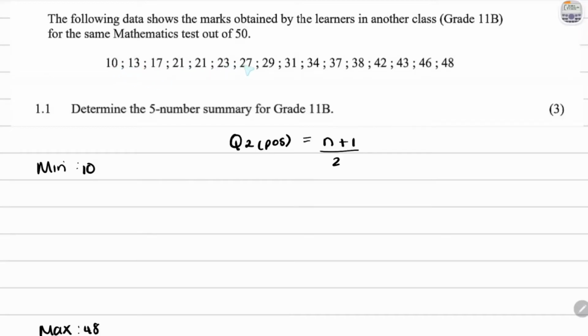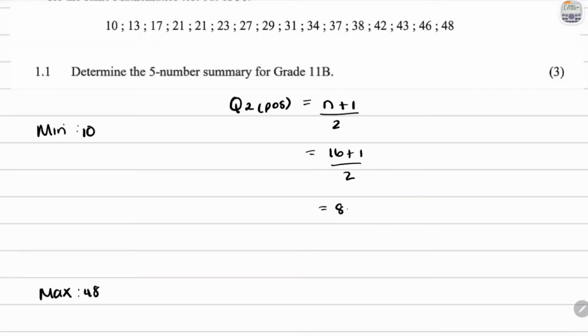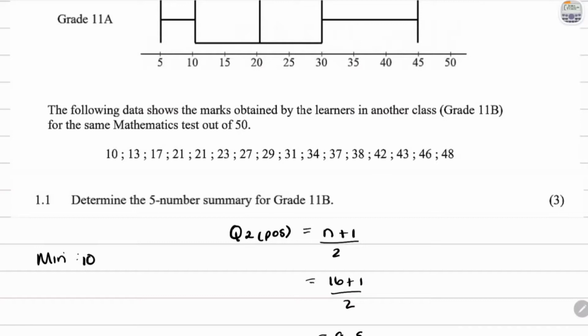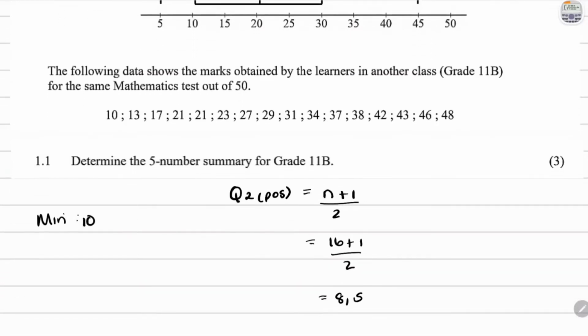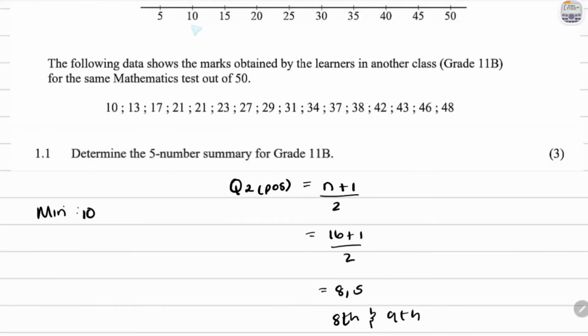If you count the amount of numbers that you have here, you'll notice that you have 16 numbers. So that's 16 plus 1 over 2, which is 17 over 2, and that would be 8.5. What that would mean is that your median, your Q2, is between the 8th and the 9th number. It's in between them. So this is how we'll find it.